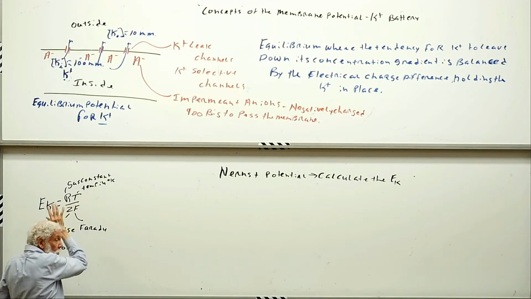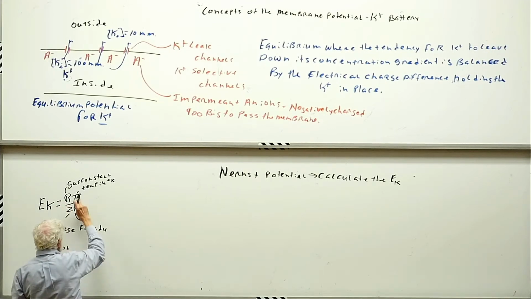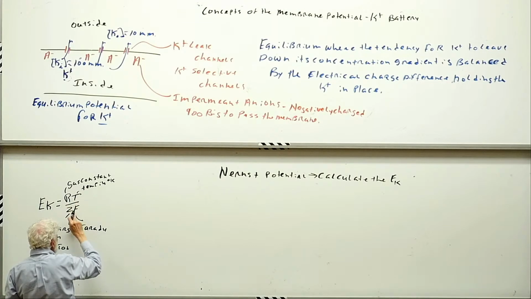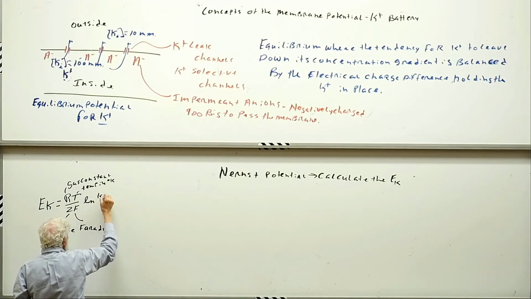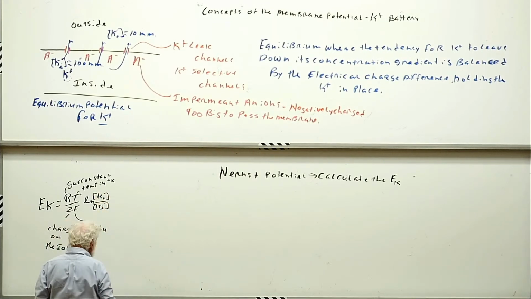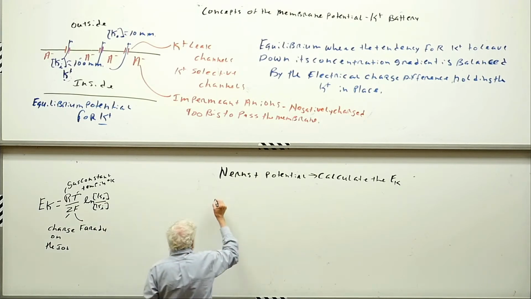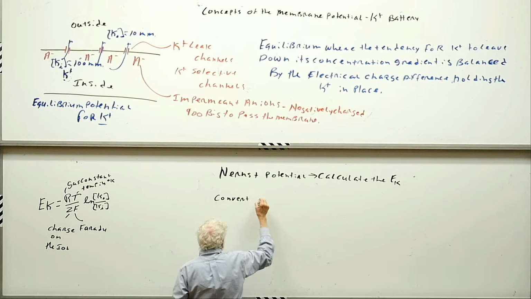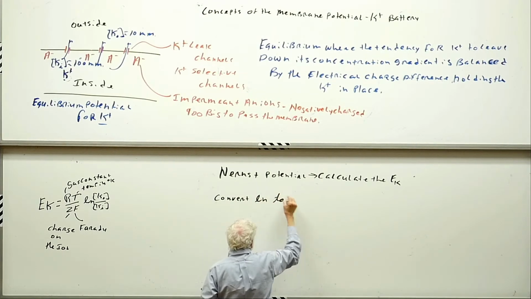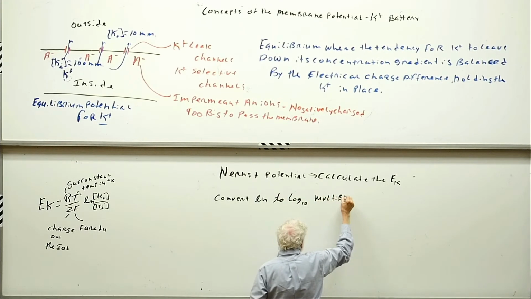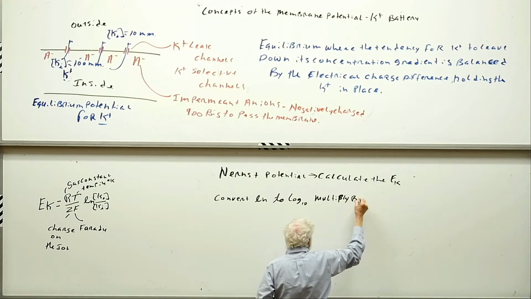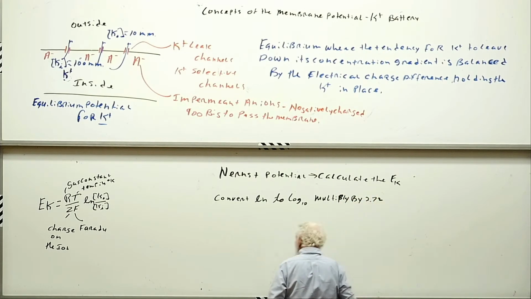But now the RT over ZF, we're going to make that a constant, because we're going to fix the temperature, or gas constant the same, all the rest is going to be the same, times the natural log, ln, of the potassium concentration on the outside divided by the potassium concentration on the inside. Well, you remember from your math, convert natural log, ln, to log base 10, multiply by 2.72. It's constant.